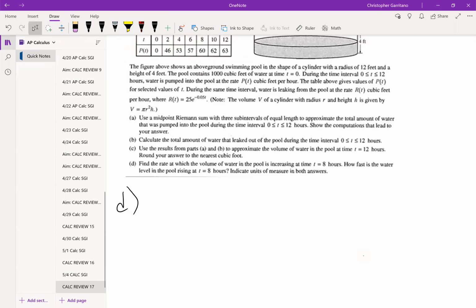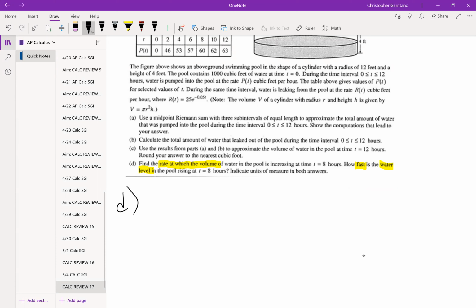So, Part D, find the rate at which the volume of water in the pool is increasing at time t equals 8 hours. How fast is the water level in the pool rising at t equals 8 hours? Indicate units of measure on both answers. Okay, so there are two parts to this question. One of them deals with rate of change in volume. The other one deals with how fast, so it's talking about a rate of water level in the pool. So this is going to be a related rate problem.